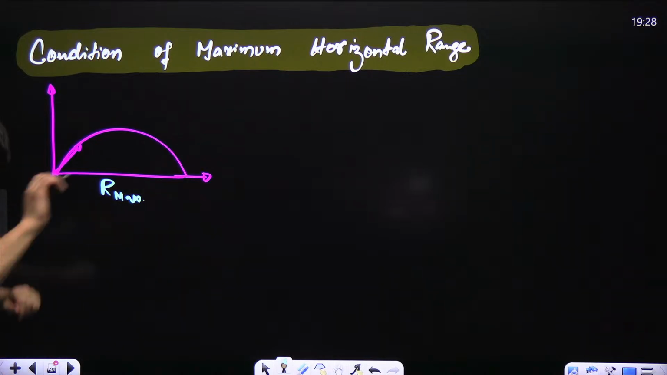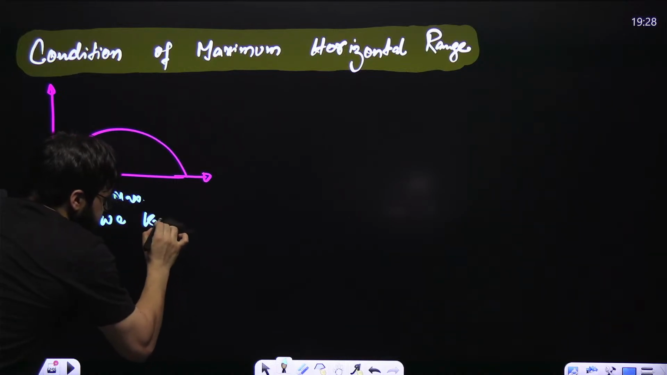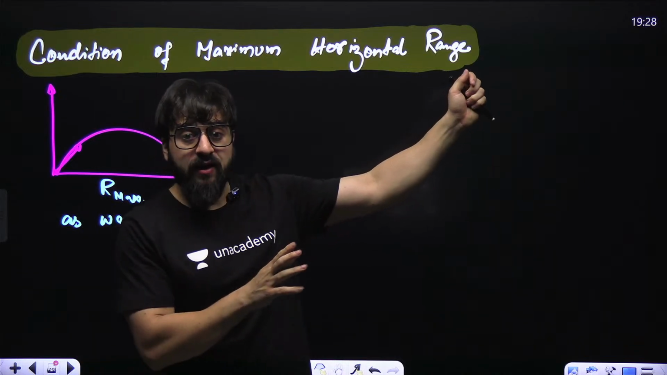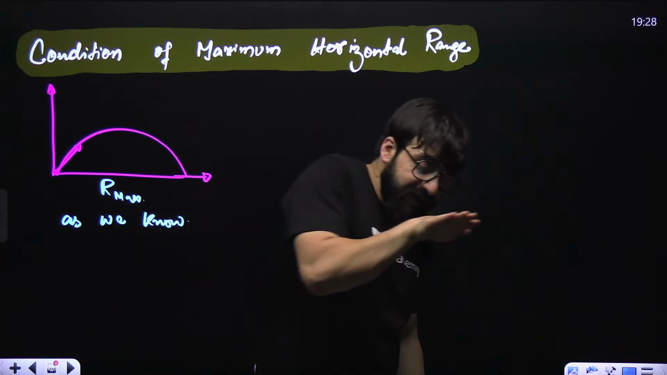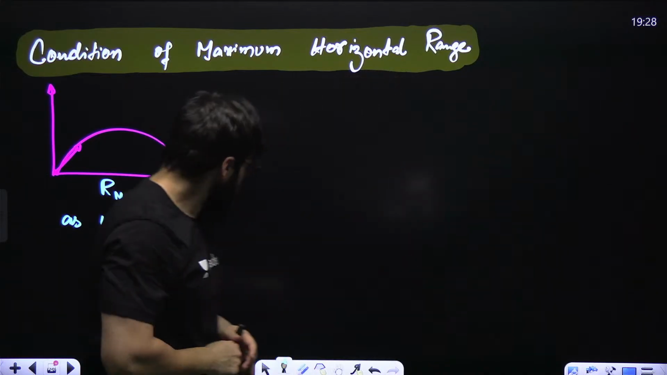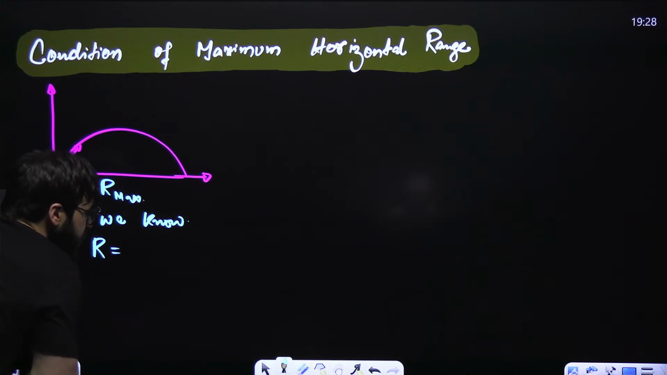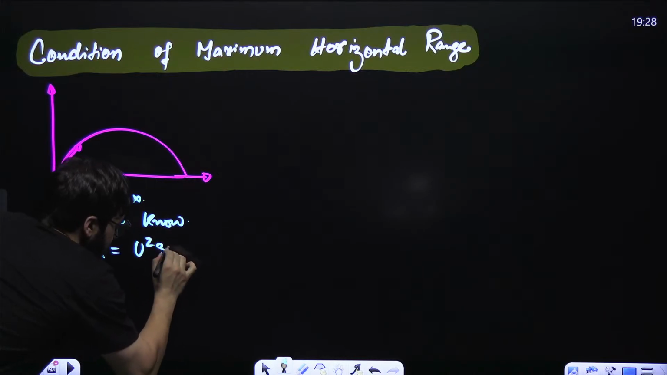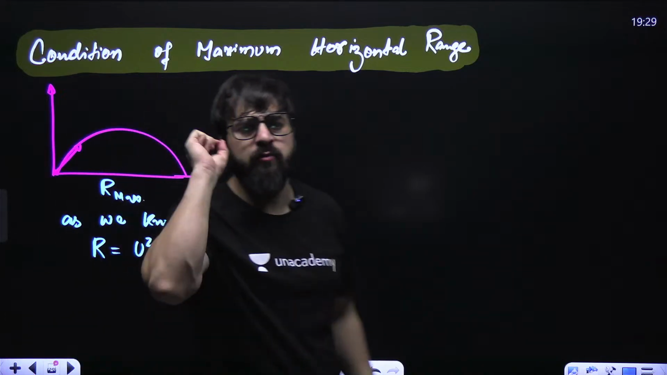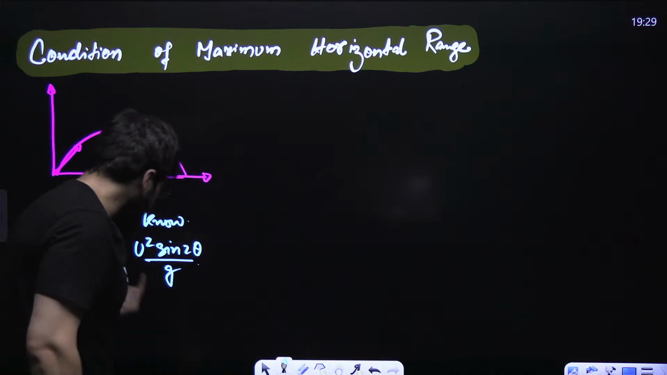Guys, see. As we know, maximum range is what? Sir, how should you throw a projectile so that the range comes out to be the maximum, so that it should go very far? So we know the formula for range. R is equal to u square sine of 2 theta divided by g. This is the general formula for the horizontal range. Now guys, you want this range to be maximum.